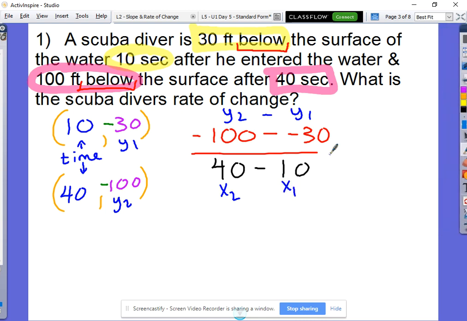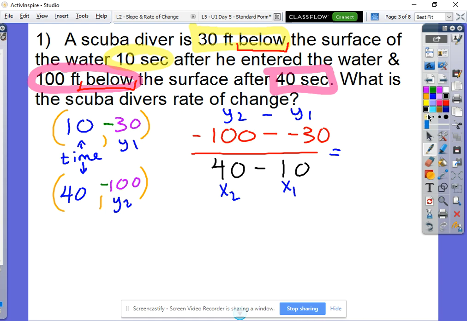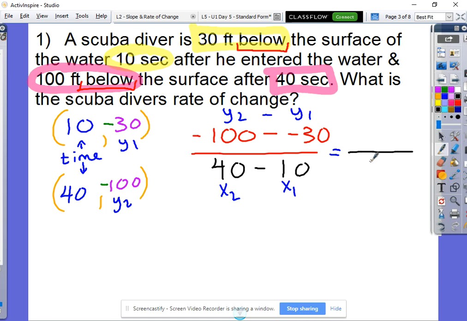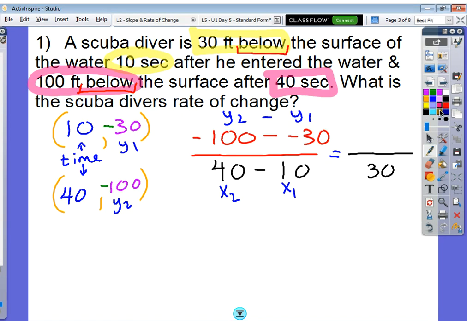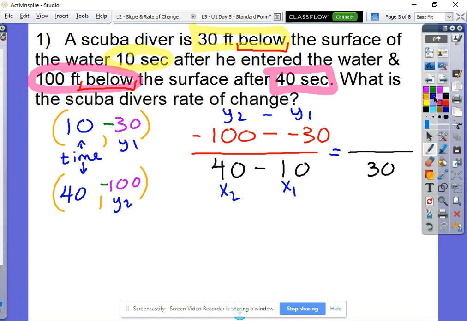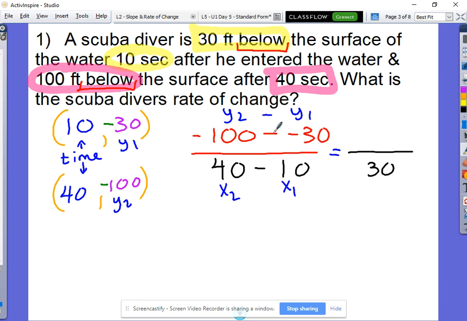Okay, so now if we simplify this, the bottom is pretty easy. 40 minus 10 gives me 30. But the top, got to be a bit more careful. You got to calculate what's going on there. Be careful. What happens when you have two negatives side by side? Two negatives side by side kind of conjoin to create a plus sign. It's because negative times negative is positive. So really what we're left with there is negative 100 plus 30, which is negative 70. Okay?